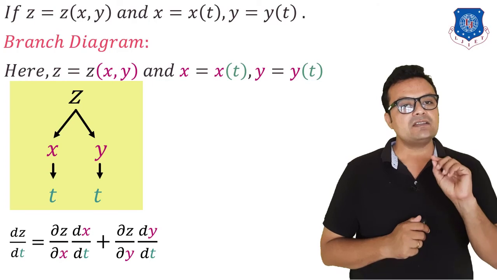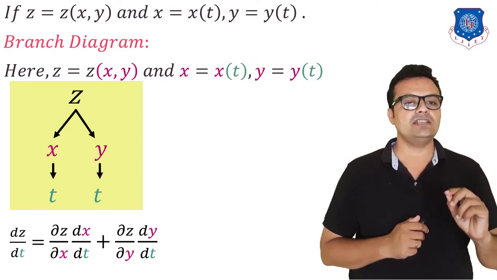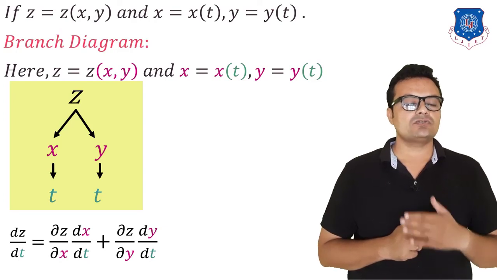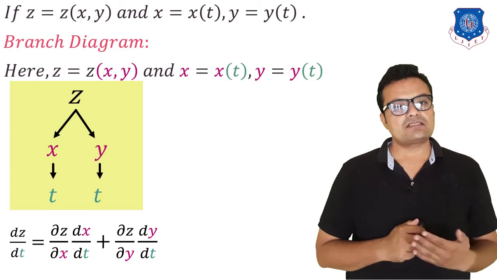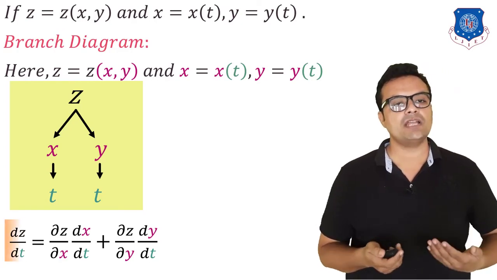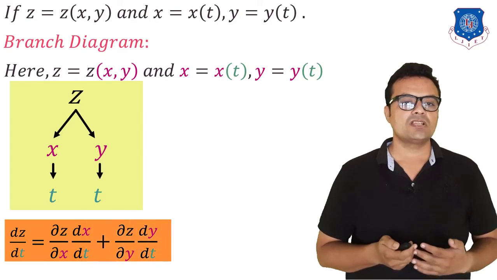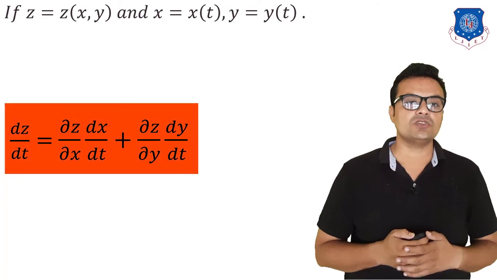But if we have only one free variable, we should take an ordinary derivative. So I am taking del z by del x to move from z to x, and I am taking dx by dt to move from x to t. So this is the whole idea, to move from z to t. Plus the second component with respect to y. So it is del z by del y into dy by dt. So this is the formula for the chain rule of z in terms of t, which is dz by dt.